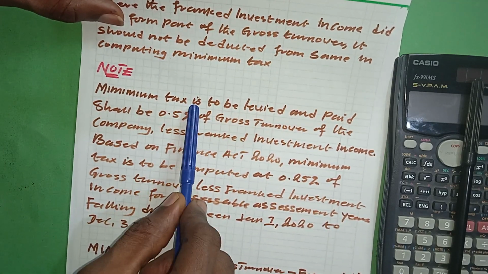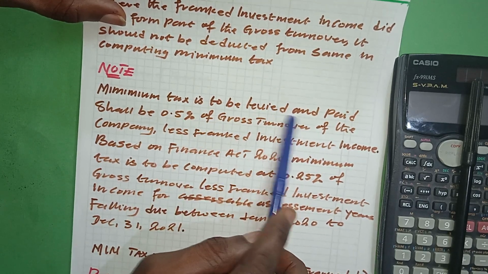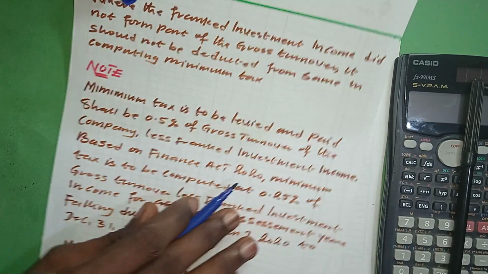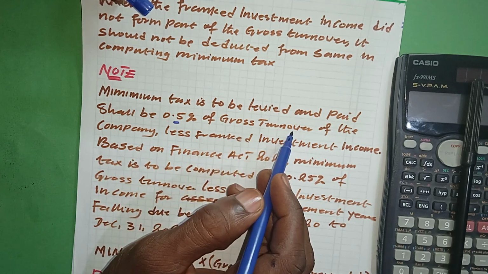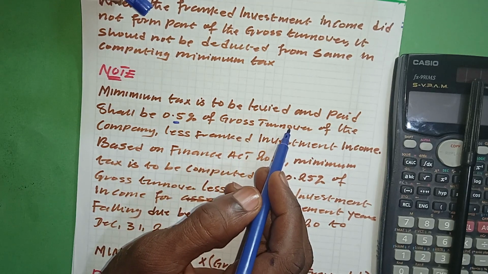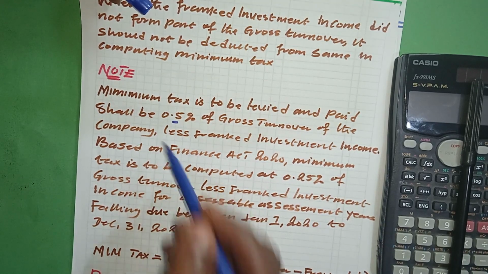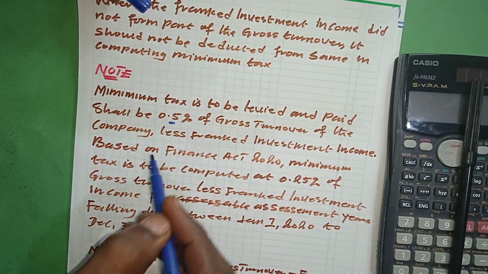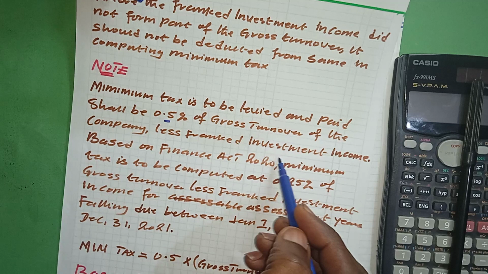Minimum tax is to be levied and paid at what rate? 0.5% of your gross turnover of the company. But there is an exception to that. 0.5% of the company's gross turnover less franked investment income.